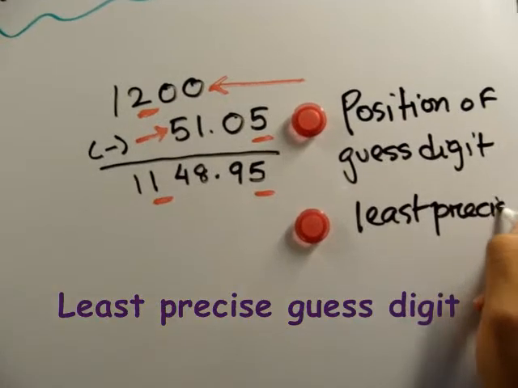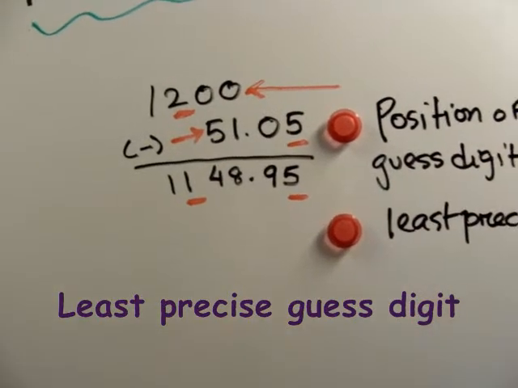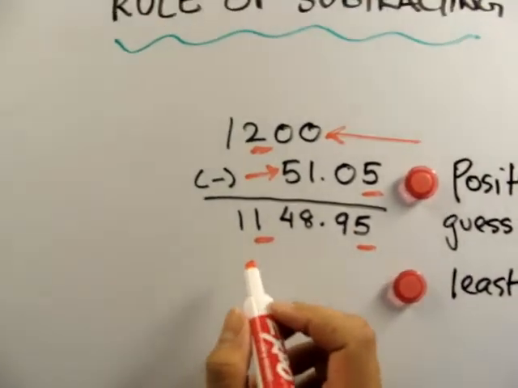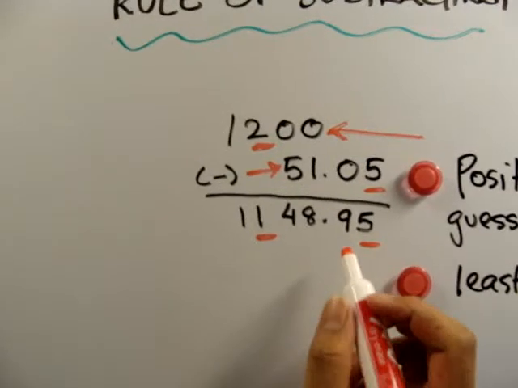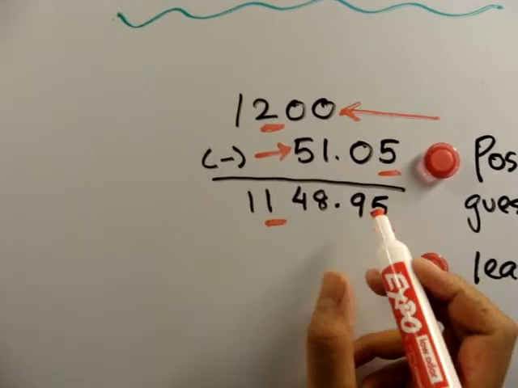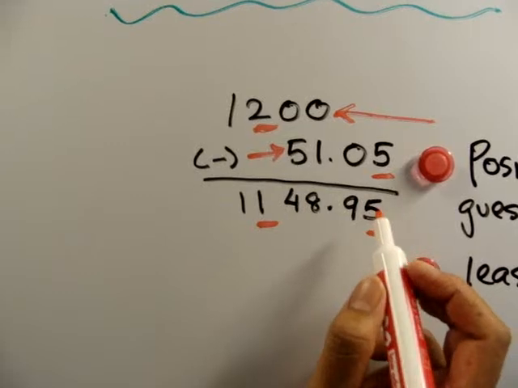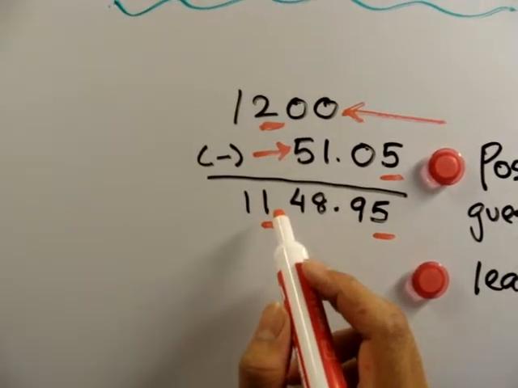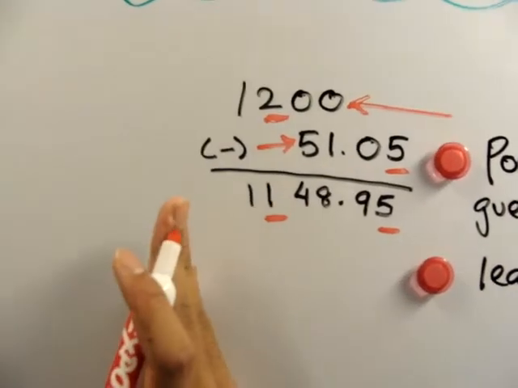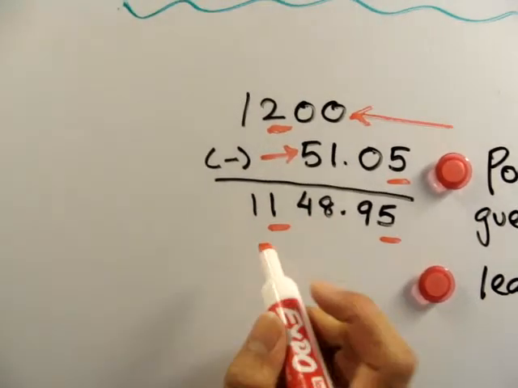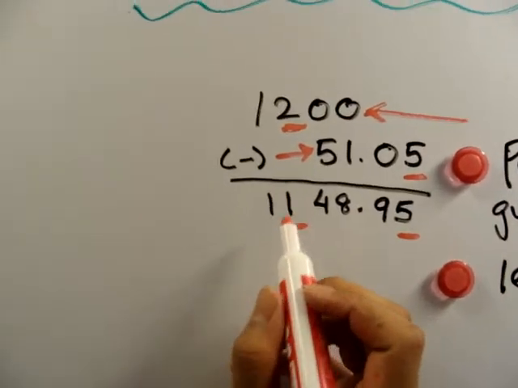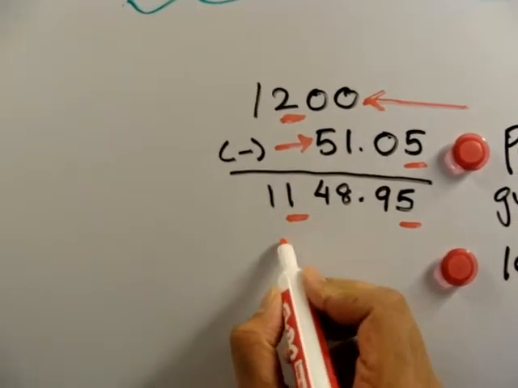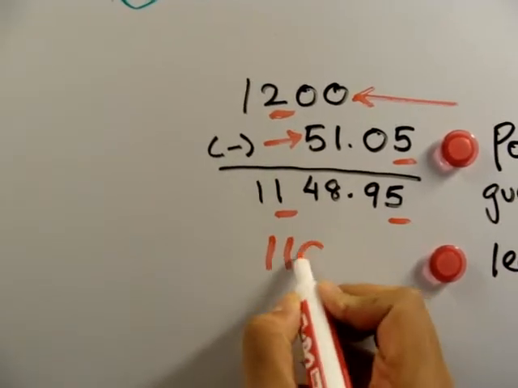So position and precision are the two things that we're going to look at. If we go back to the number here, the position of the guess digit, this one's again in the hundreds column, and this one is in the thousands column. As we said, the least precise is the one from the left, so obviously this one's the least precise. Therefore, our answer is going to be 1100.